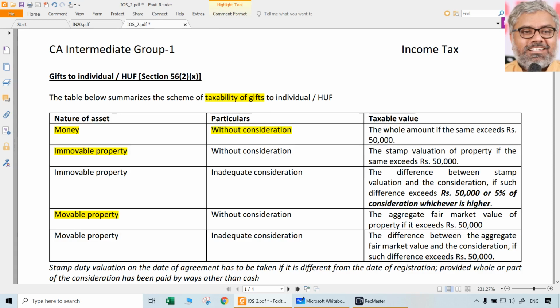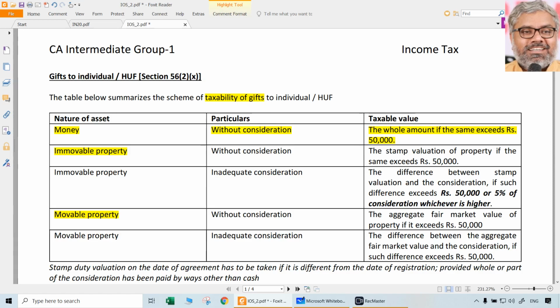But when somebody receives the money without consideration, when will that gift be taxable in the hands of the recipient? It will be taxable only if that amount exceeds 50,000 rupees. But what will be taxable? Is it the amount that is in excess of 50,000? No, no. That is the main point to note here. We are not talking about the taxability of the amount in excess of 50,000. That is not the wording used. The whole amount is taxable. Whole amount means the entire amount.